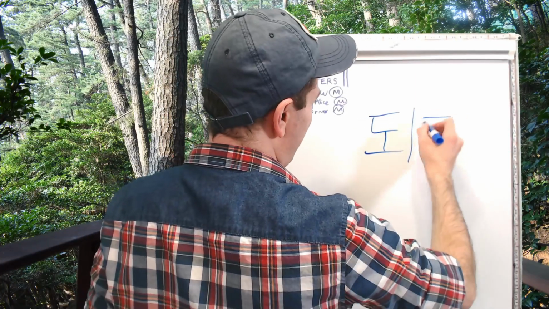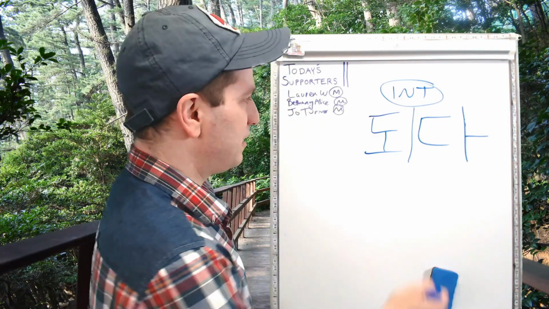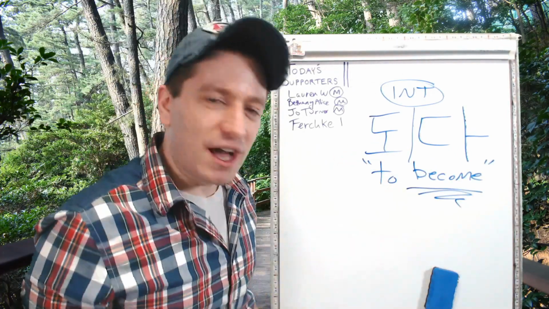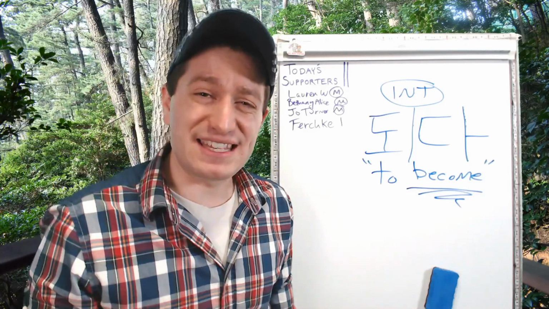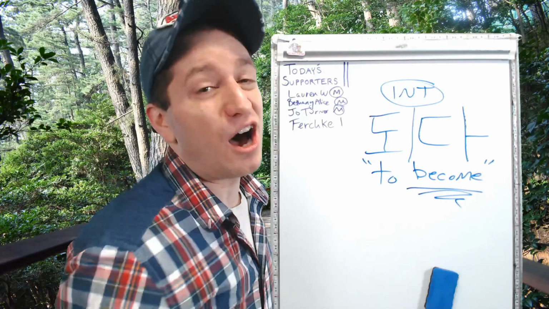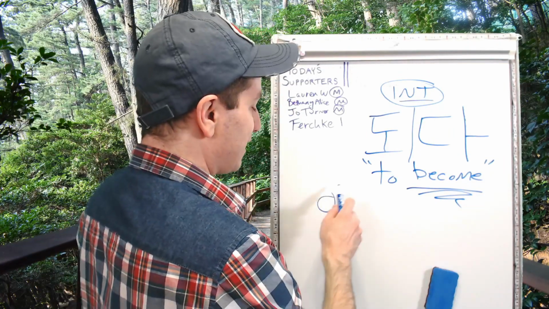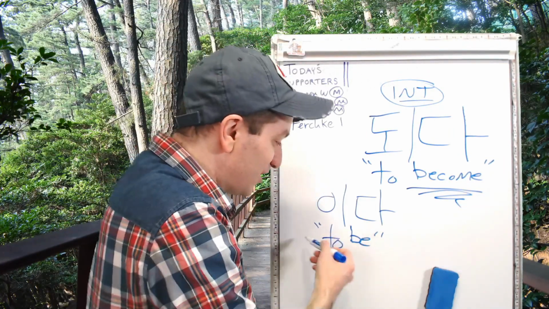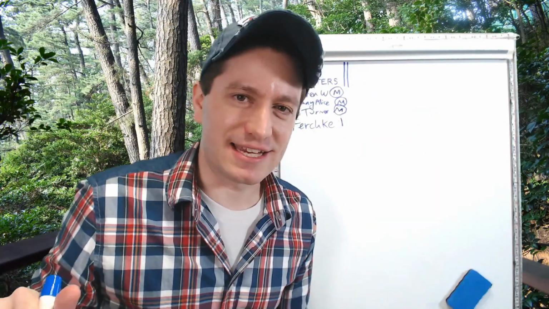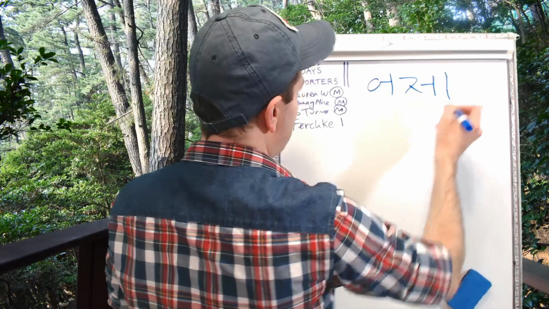Another very common intransitive verb is 되다. 되다 means to become, and it's an intransitive verb. So it's an action verb, but it cannot use an object. Same goes for 이다. You could never say 선생님을 이해요. It doesn't make any sense. Let's do some example sentences now using what we've learned.